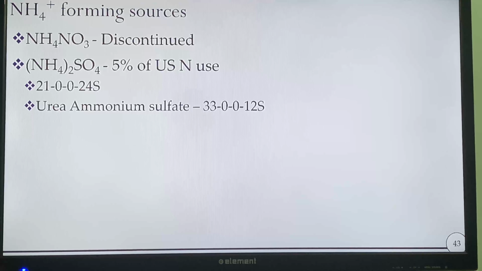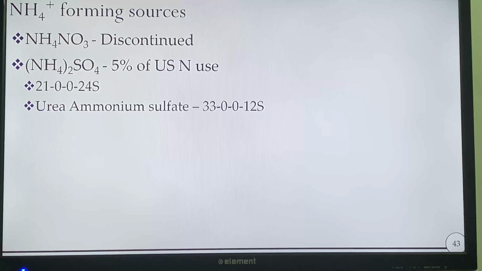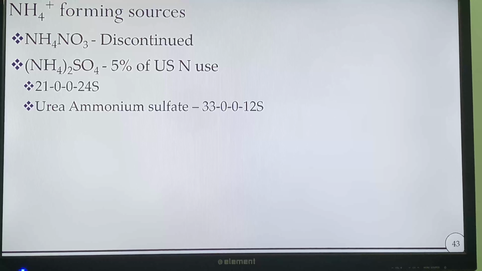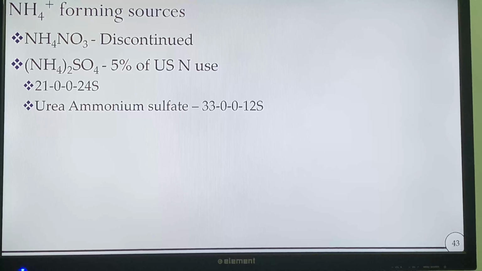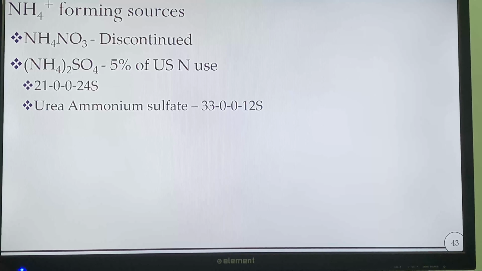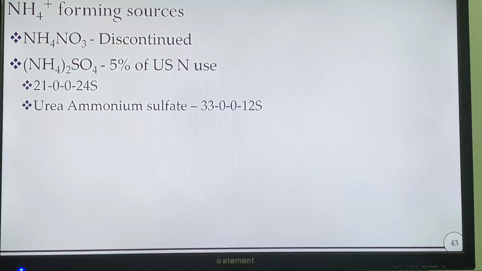Ammonium nitrate was discontinued. Some of y'all may or may not know, back in 1995, the Murrah Building in Oklahoma City was blown up with ammonium nitrate and diesel fuel. It was about that time that they began to really crack down on that. We also have ammonium sulfate, about 5% of the use. Like I said, I see this used on golf courses mostly.